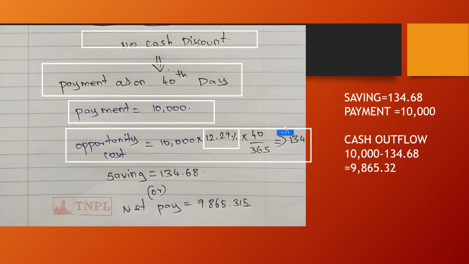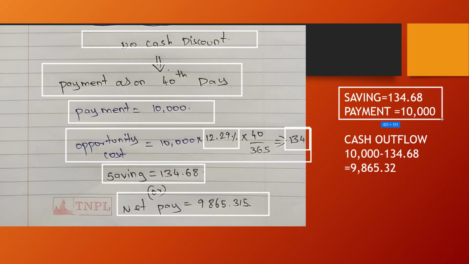So what I've done is I got $134.68. That's the exact value. So the net payment will be $9,865.315. I have shown you the workings: you will have savings of $134.68 and you need to make a payment of $10,000. The net impact will be $9,865.32.